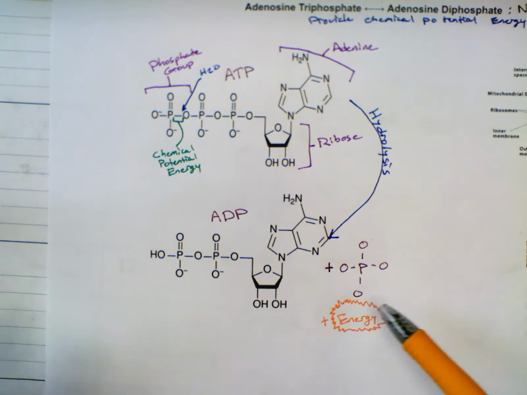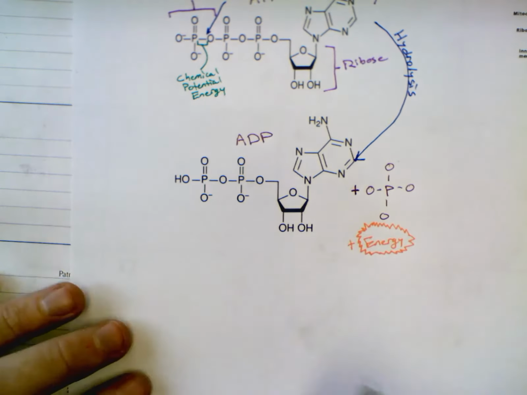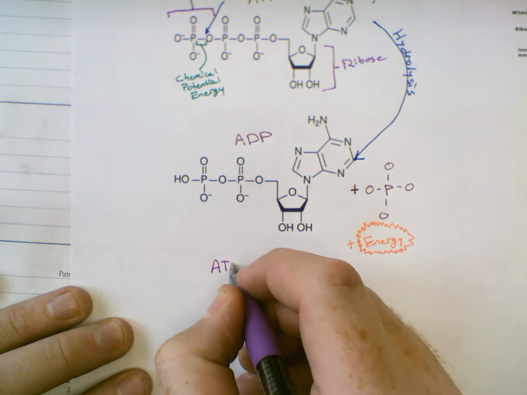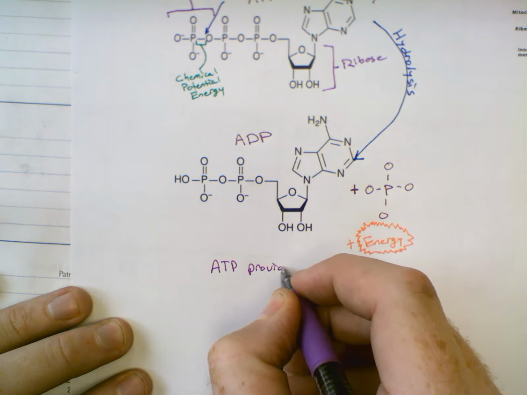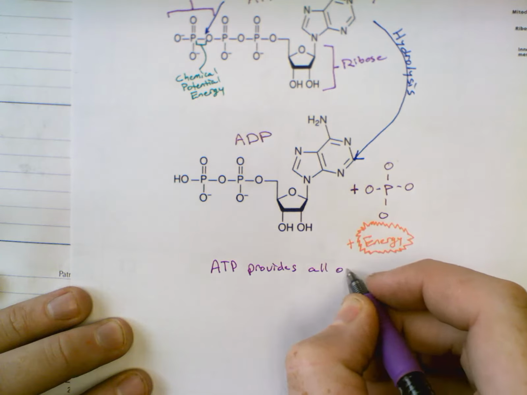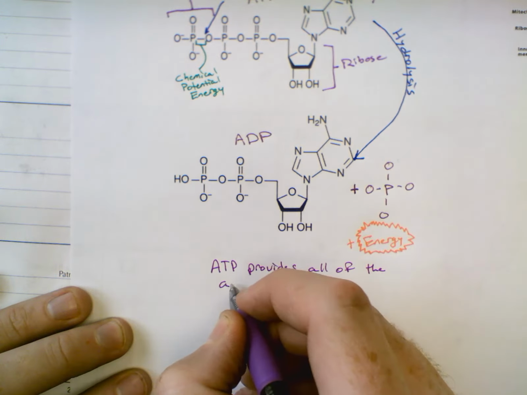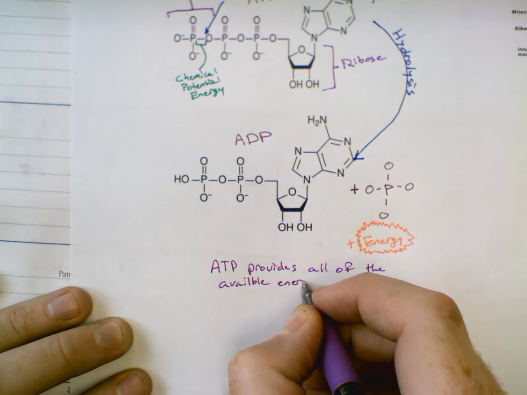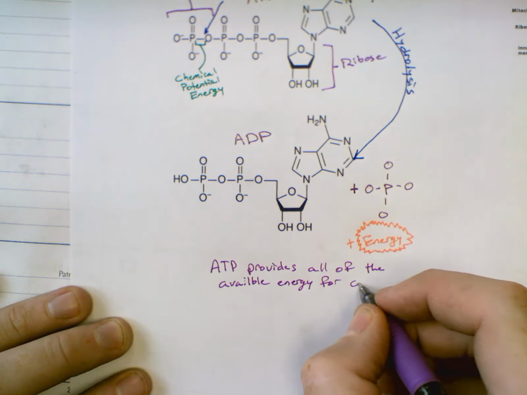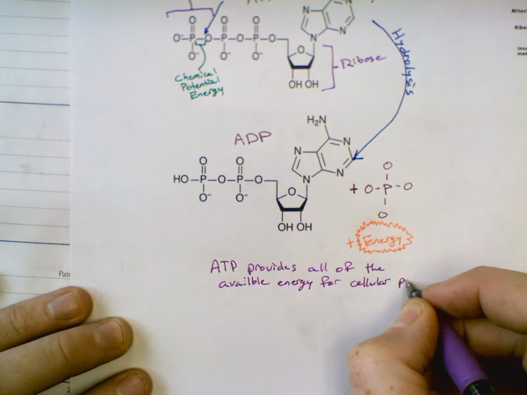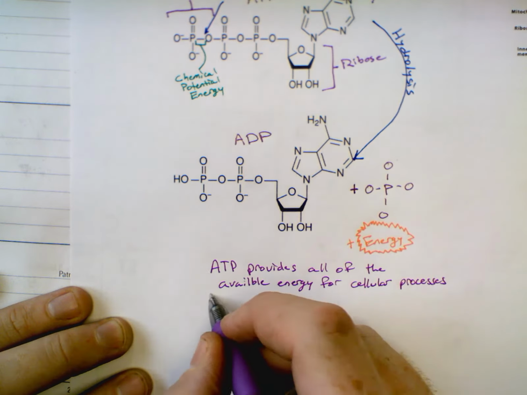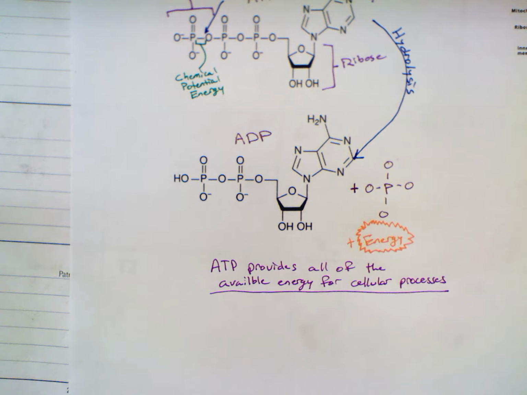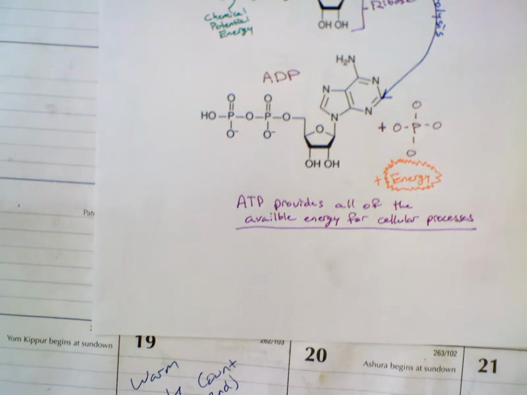What is this energy used for? All sorts of stuff. There are all sorts of things that your cells have to be able to do. So ATP provides all of the available energy for your cellular processes, of which there are tons. We'll just mention three main categories of cellular processes.